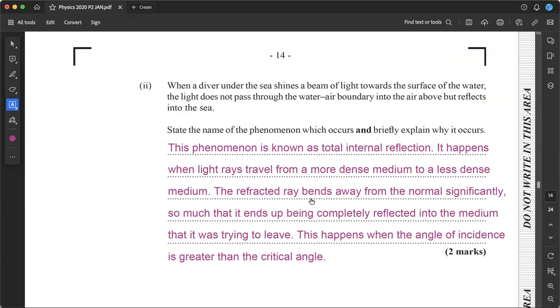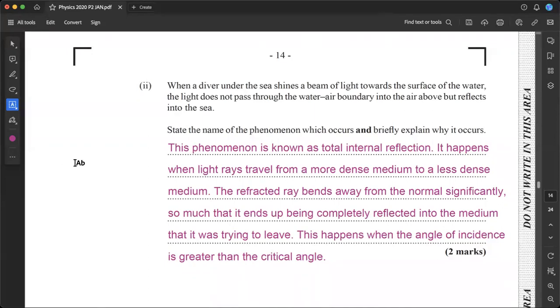If we were to break it down a little more, the refracted ray bends away from the normal significantly because you're going from a more dense medium to a less dense medium. And in so doing, it ends up being completely reflected into the medium that it was trying to leave, that water. And this happens when our angle of incidence is greater than the critical angle. So let's do a quick sketch just for clarifying this, but that's really what's happening here. It's the phenomenon of total internal reflection.